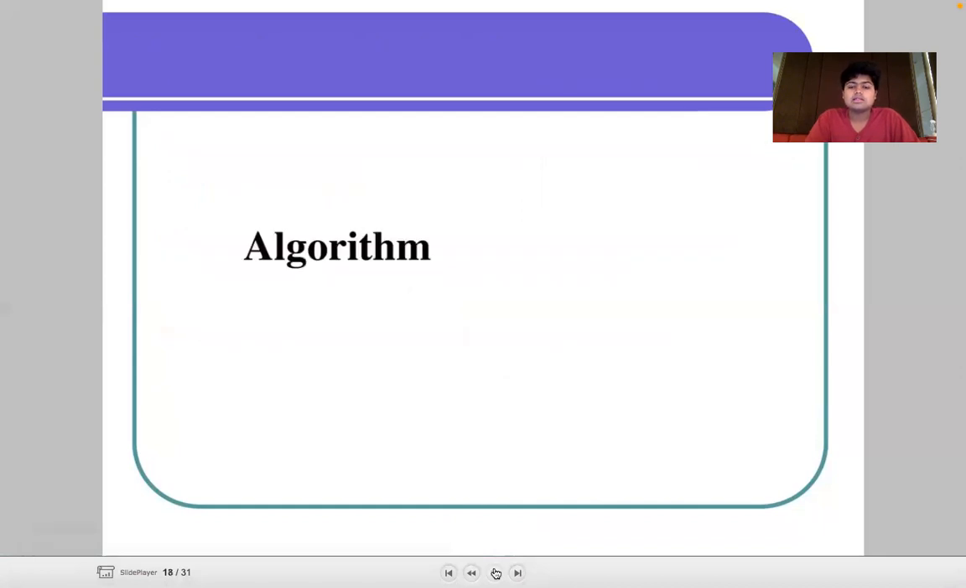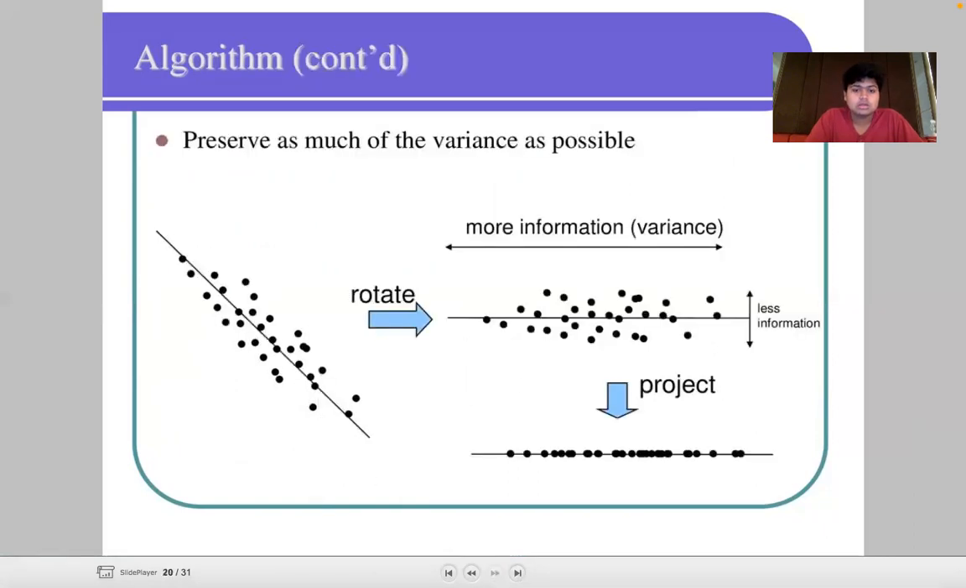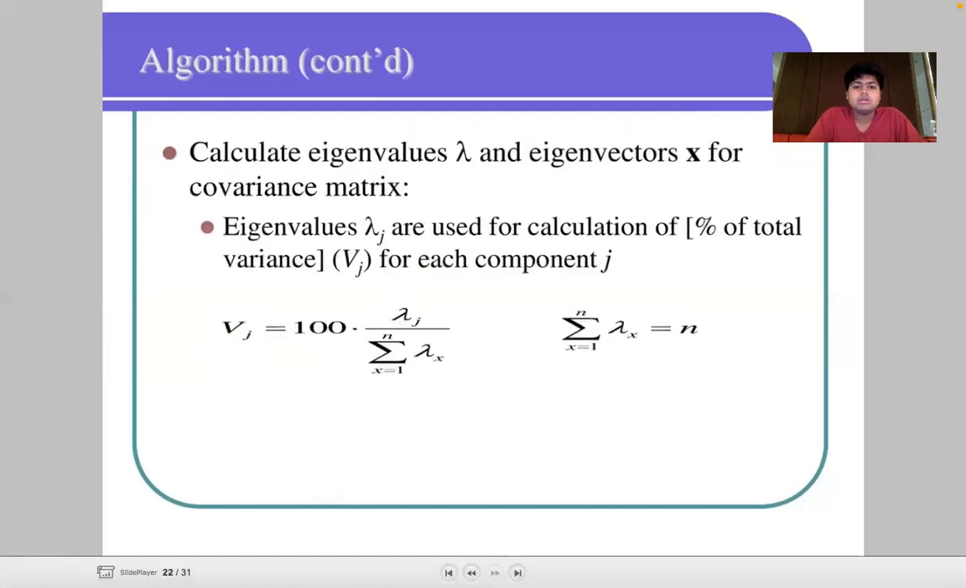So coming to the algorithm. We look for axes which minimize projection errors and maximize the variation after projection. So here you can see n-dimensional vectors reduced to m-dimensional vectors, where m is less than n, for example transforming from 2 to 1 dimension, preserving as much of the variance as possible.